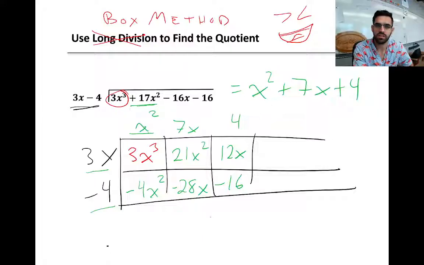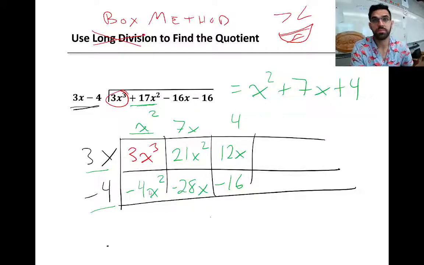So I can just take our leading term and put it right there in that top left box. If we have 3x here, and 3x to the power of 3, our leading term, is right here, I know this has to be x squared, because 3x times x squared is 3x to the power of 3. Well, if this is x squared, then that gives us this box right here, because we have negative 4 times x squared. Gives us this box right here.